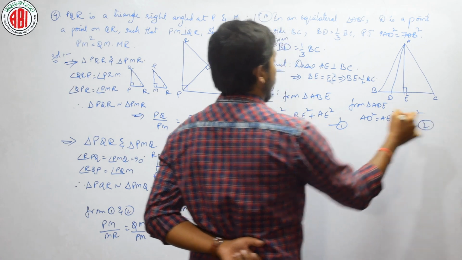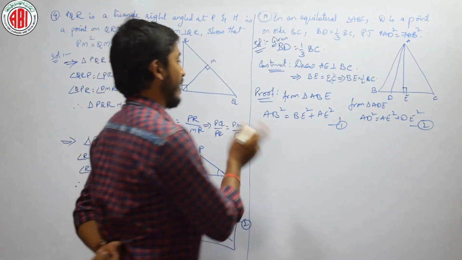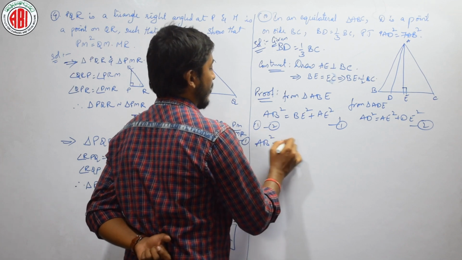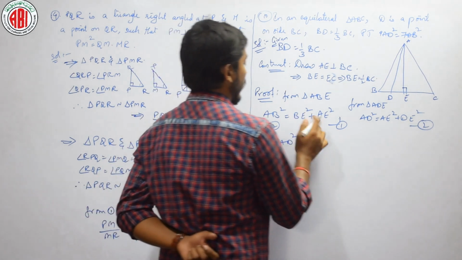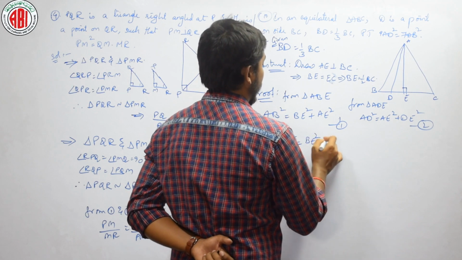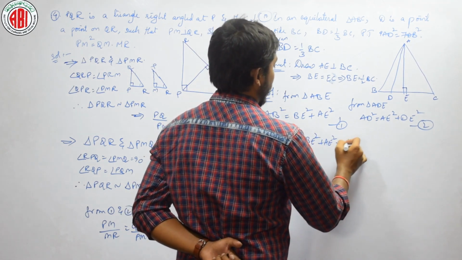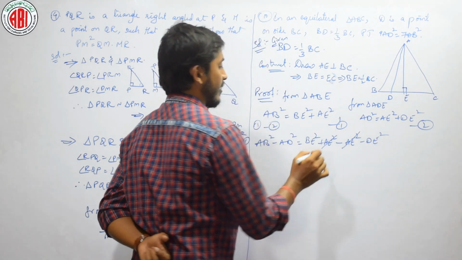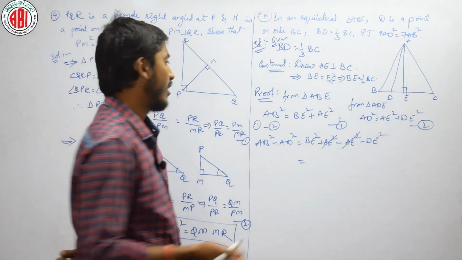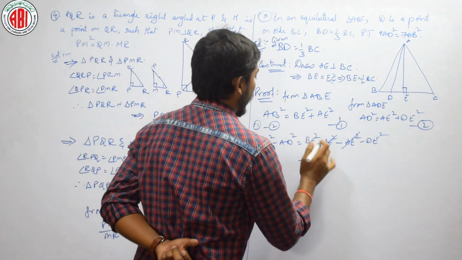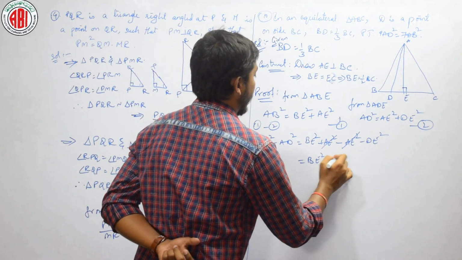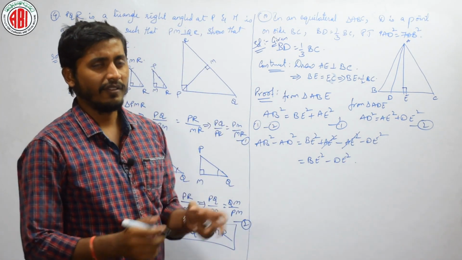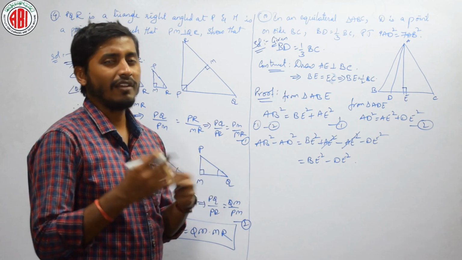Let us assume this to be 1, this is 2. Let us subtract these both, 1 minus 2. What we will get? AB square minus AD square is equal to BE square plus AE square minus AE square minus DE square. If you observe here, AE gets cancelled, yes or no? And the left out is BE square minus DE square. Okay. There are different things you can solve. You can solve in different manners.